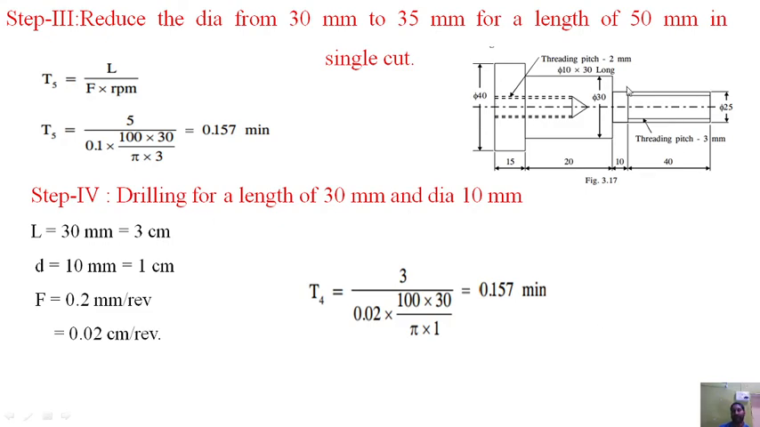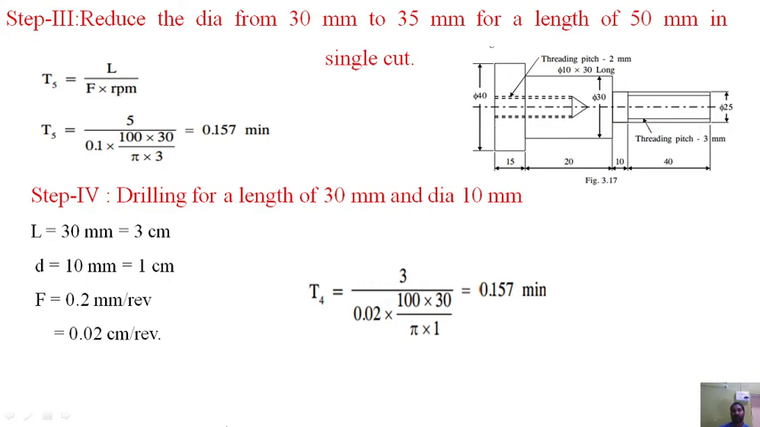So reducing diameter from 30 to 25 mm for a length of 50 mm, that is 5 centimeter. So 5 centimeter is our length. Speed is same, 100 into tau into pi into d, because the workpiece we have made it for 30 mm now. So the workpiece will rotate at a speed of 30 diameter. So 30 millimeter means 3 centimeter you have to take. So that will be pi into 30, pi 100 into s, pi into d. D is 3 centimeter. So time is 0.157 minute. So we have finished this turning operation now.